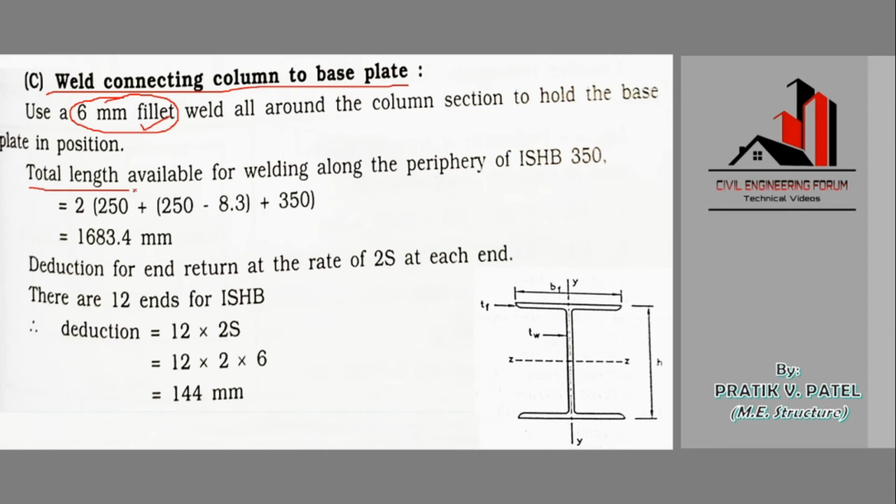The total length available for welding along the periphery of ISHB 350 is, so we are fixing the total length, I mean, what is the effective length of the welded connection required. That is dependent on the dimensions of the I section, right? So let us check. This is 350.